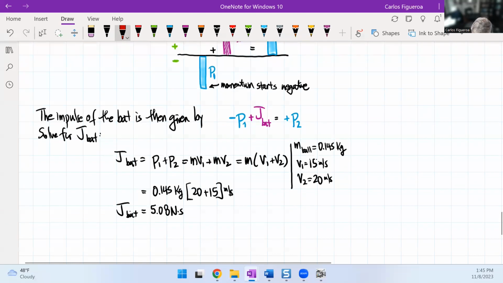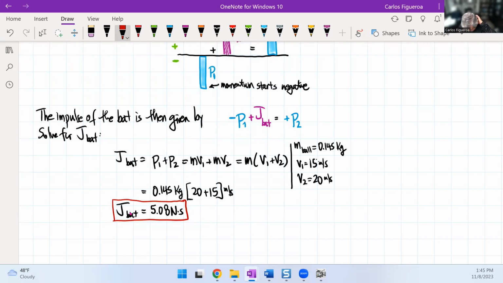So I now know the impulse created by the bat. Did I ever look at the bat? No, I never looked at the bat. What did I look at? I only looked at the momentum of the baseball because something had to change it.